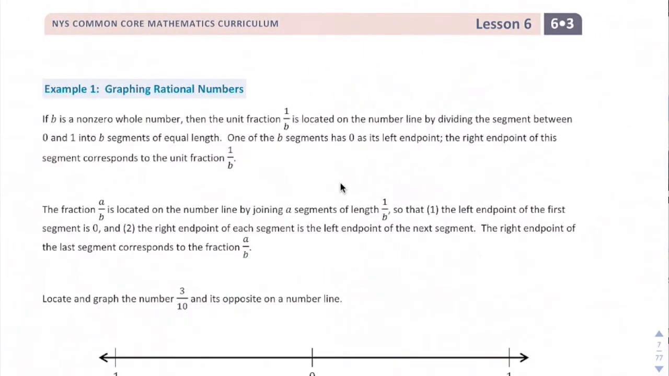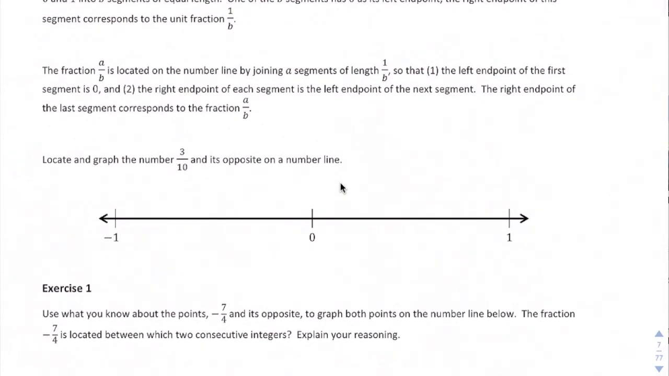To further our understanding of the ordering of integers, we are going to spend some time graphing rational numbers, which does include integers and some negative fractions as well. So we're going to look at a number line, and we're going to try to figure out where negative fractions are on that number line. These two paragraphs here are kind of a convoluted way of saying how we would go about graphing a fraction on a number line.